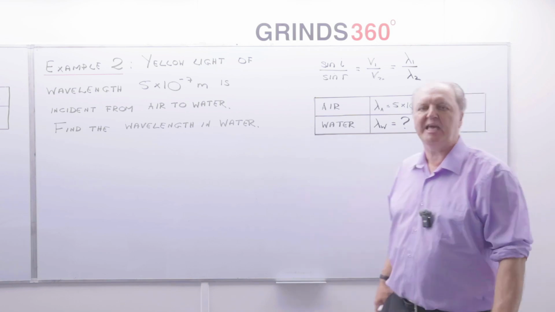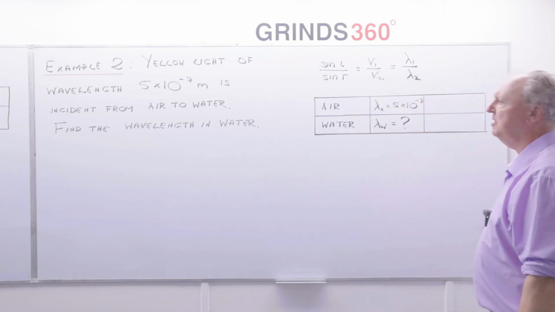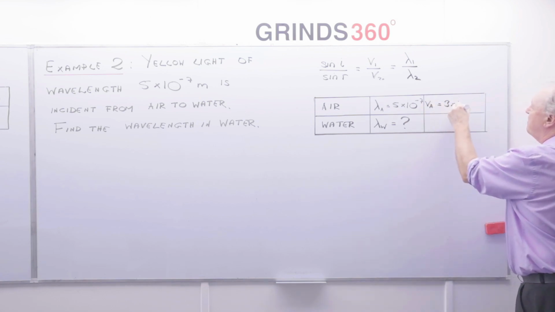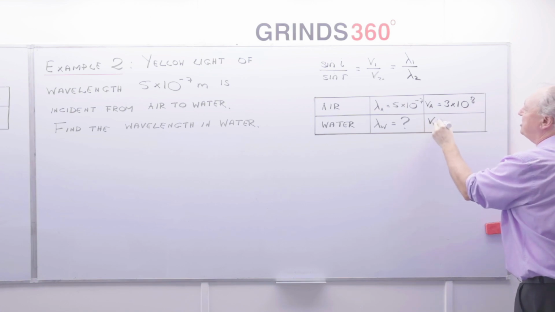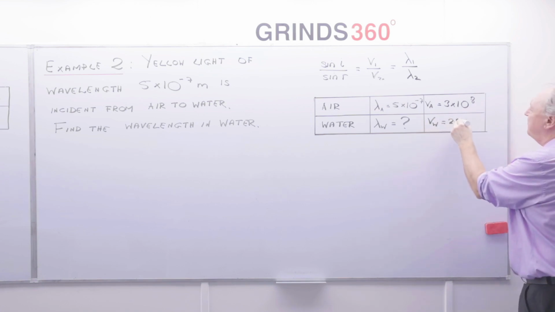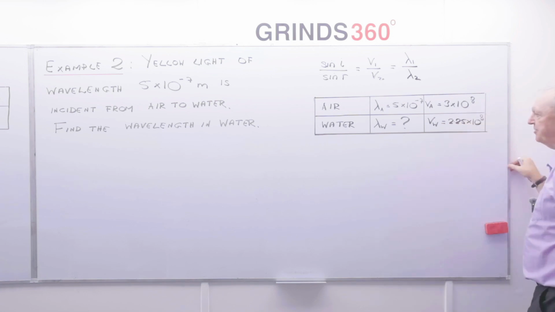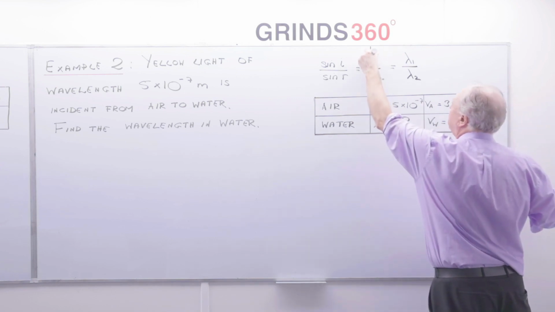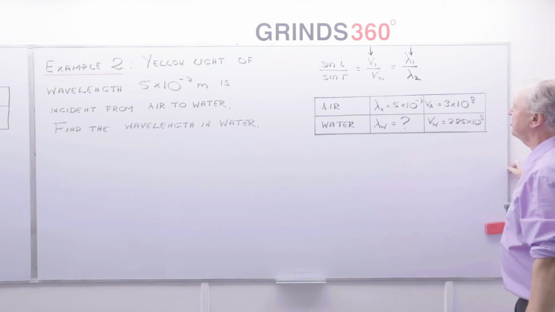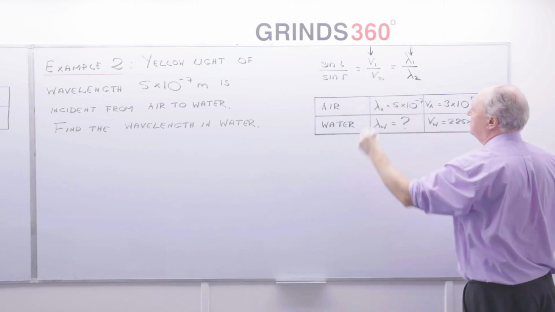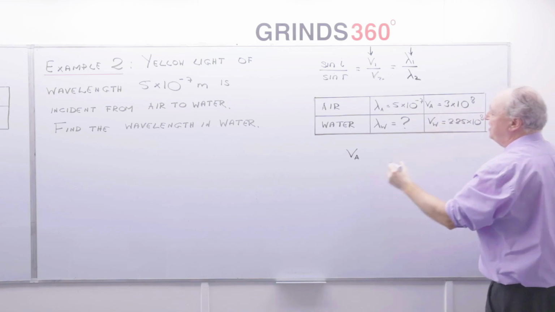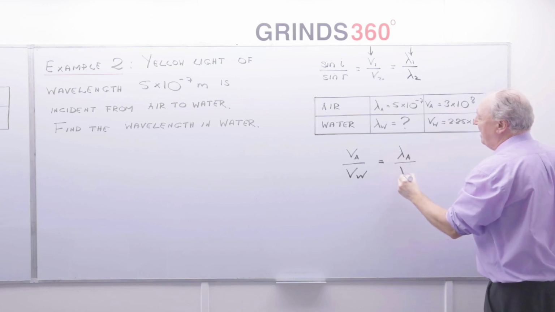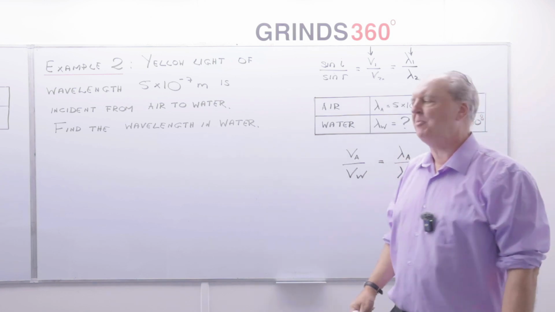And what's the other piece of information they gave you in your question? Well, they gave you the speed of light in air. We'll call that VA. And that's 3 by 10 to the power of 8 meters per second. And they gave me the speed of light in water as 2.25 by 10 to the power of 8 meters per second. So the parts of the formula I'm going to be using here will be this part here, the speeds, and this part here, the lambdas. So write it down. I'm going to write down VA, the top one, over VW. And that's equal to lambda A divided by lambda W.